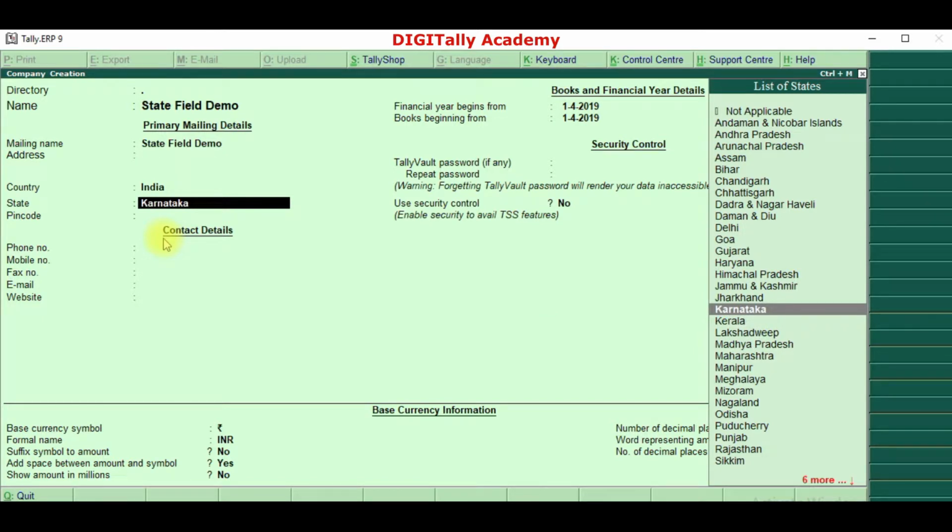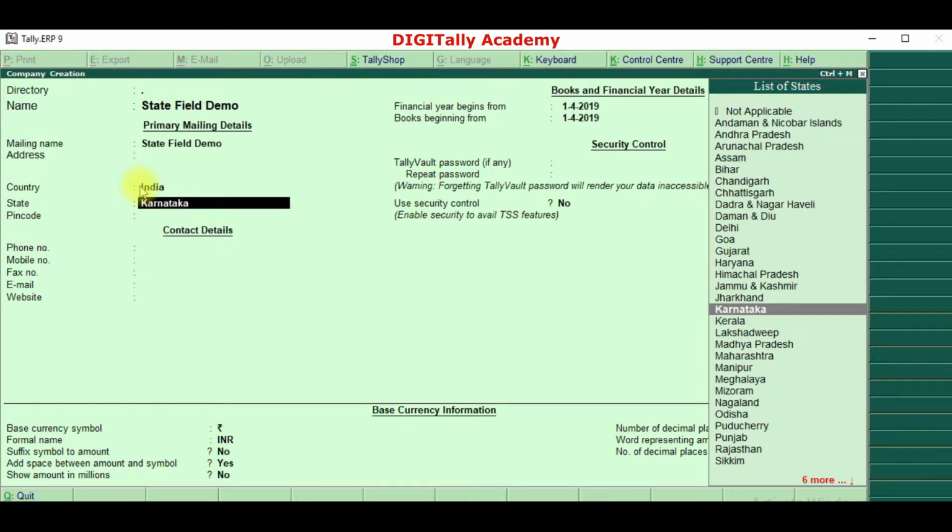In the last video, we discussed the importance of country. The importance of country is that by selecting the country, the statutory features required for that country will automatically get activated in Tally. So, now we selected India. Now coming to state. From 1st July 2017 onwards, GST is applicable all over the country.